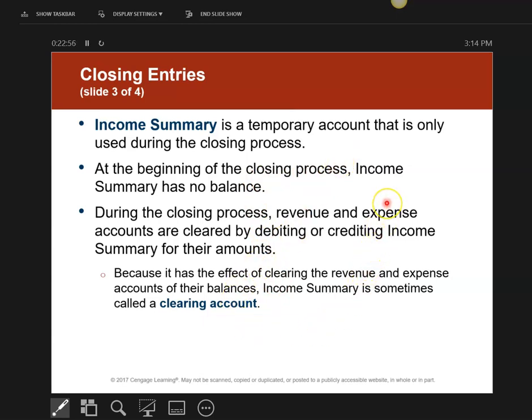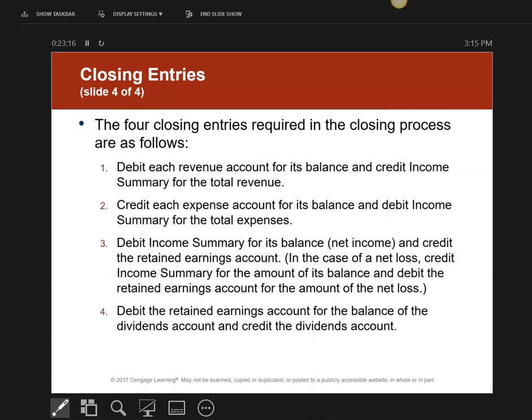Basically, it has no balance at the beginning. It never has a balance. You'll never see the income summary on any financial statements. Very important to know. Income summary will never show on any financial statements. Quiz question. Okay, so let's talk about the 4 closing entries.